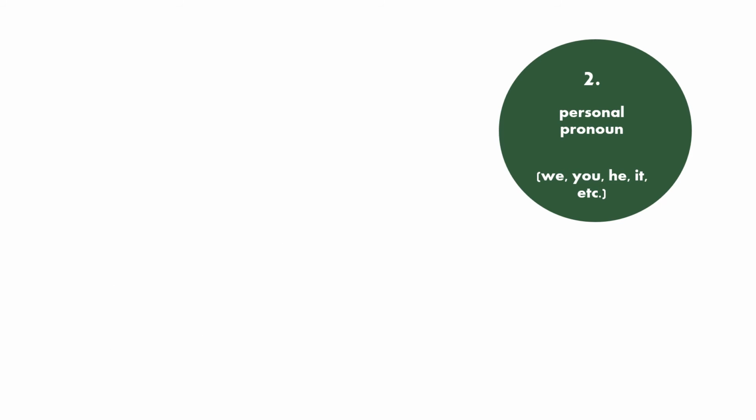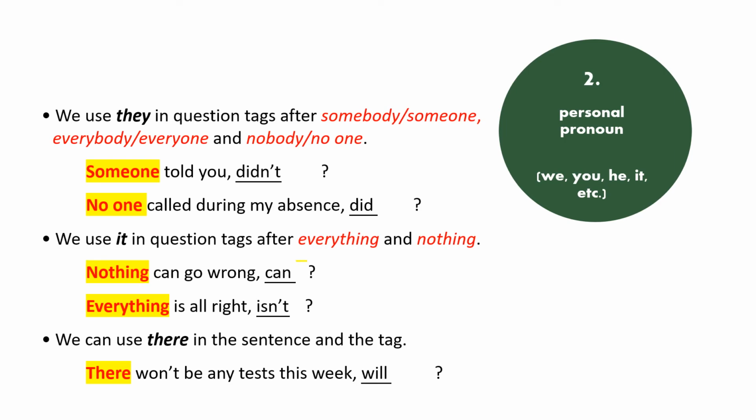There are some special nouns which require our special attention. We use they in the question tags after somebody or someone, everybody or everyone, and nobody or no one. For example, someone told you, didn't they? Or no one called during my absence, did they?